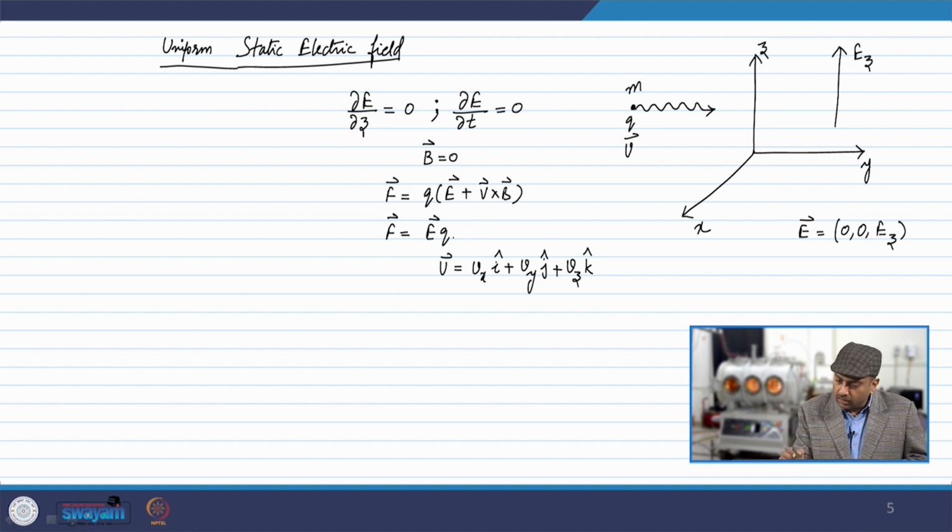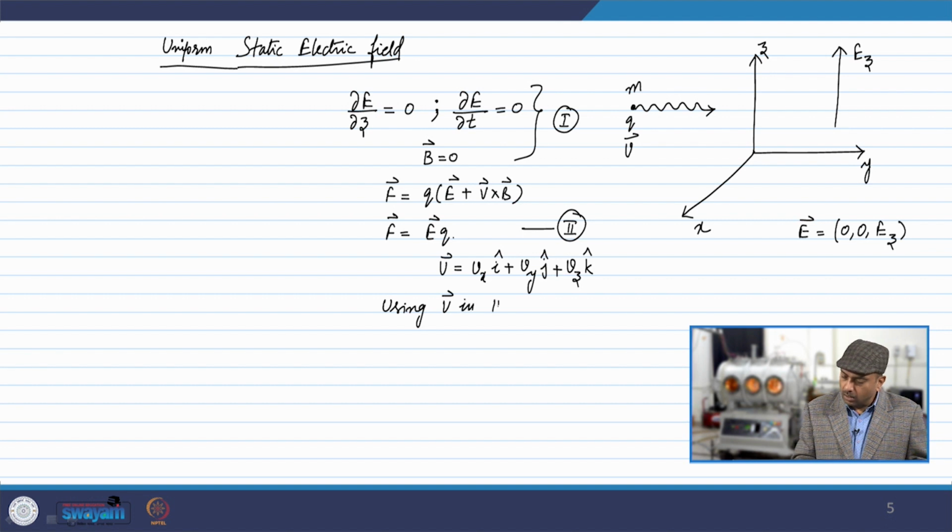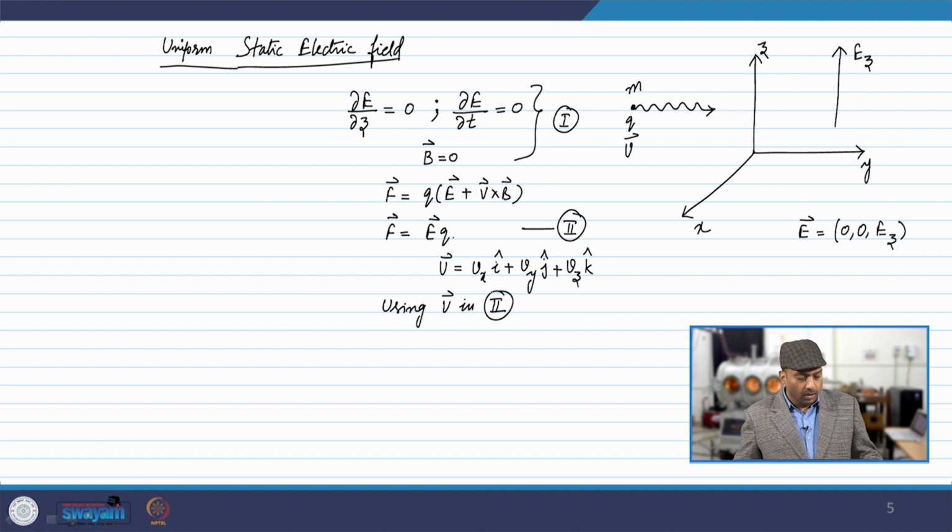Let us say we call this set of conditions as Roman 1. Let us say this is Roman 2. Okay. Now, using velocity in 2, right. Where is velocity in E? You do not see a velocity in E, right.